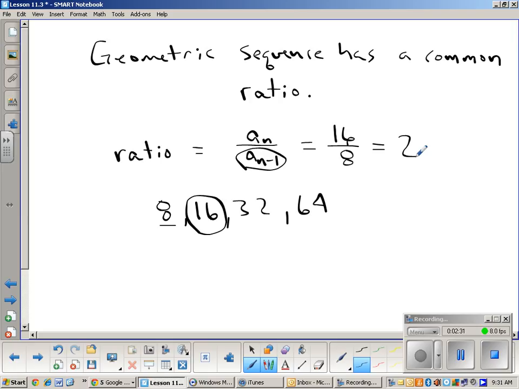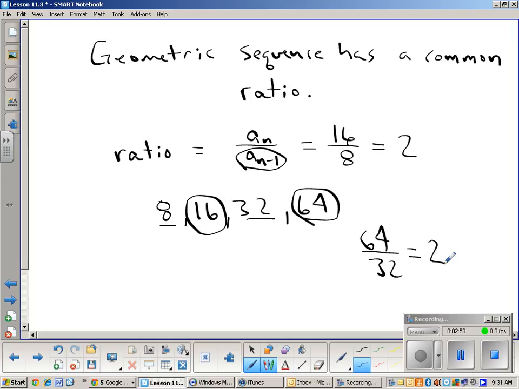Why is it 8? What is the thing for n minus 1? Is that just going to say you're plugging in your first term? No. It's saying the previous term. So if I didn't start with 16, let's say I started with 64, then the previous term would be 32. 64 divided by 32 is still 2.